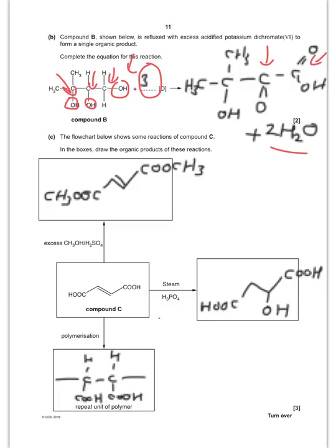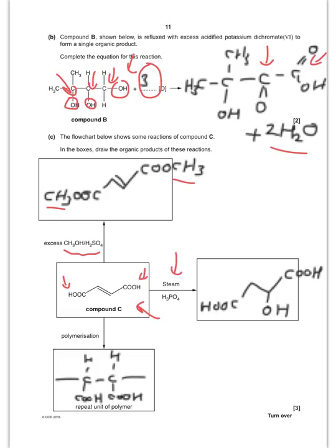So I now start with compound C, and I am going to add methanol in sulfuric acid. So that of course is an esterification reaction. So I produce 2 ester groups on the end of the carbon chain.